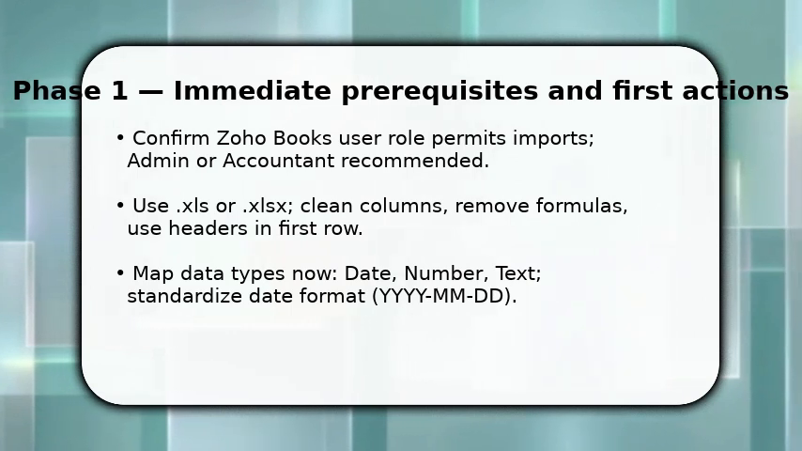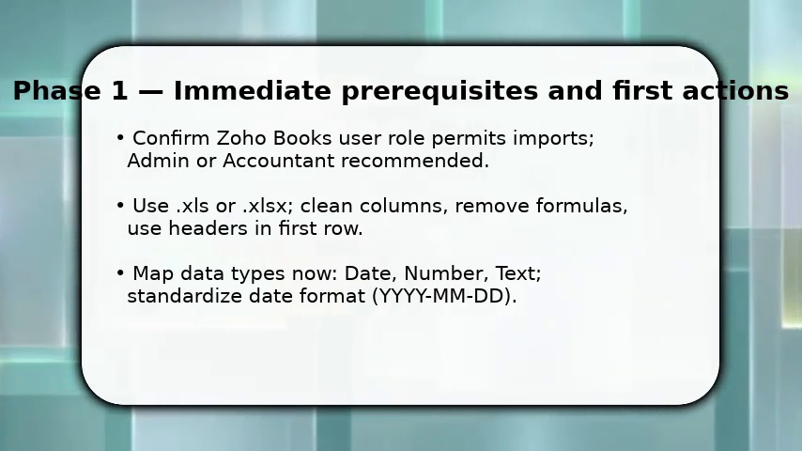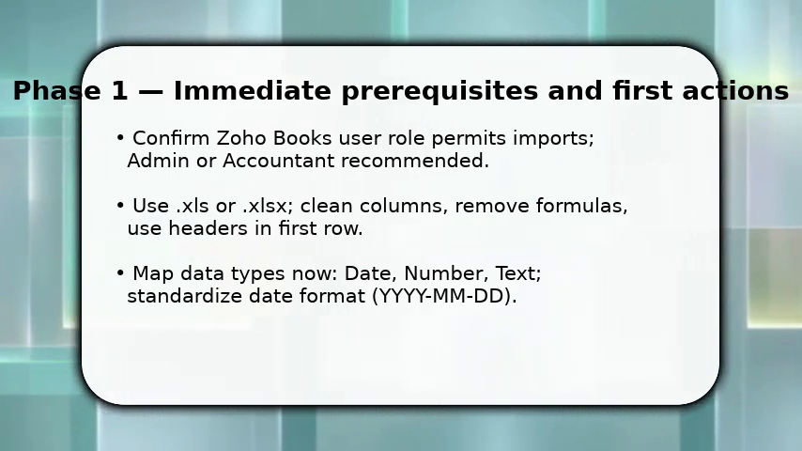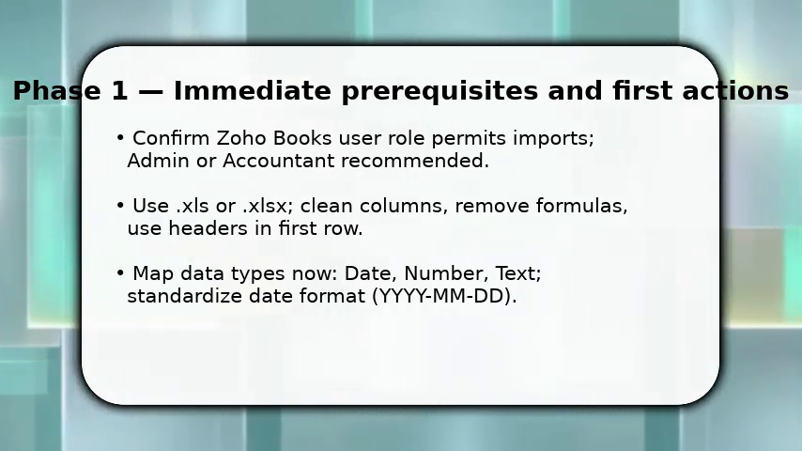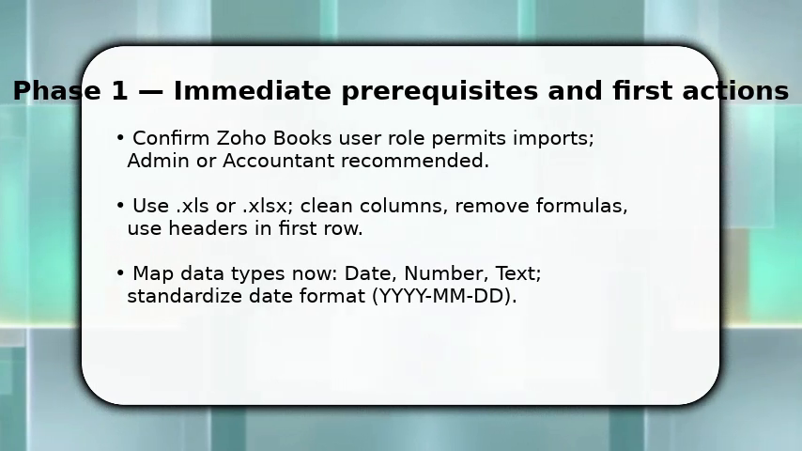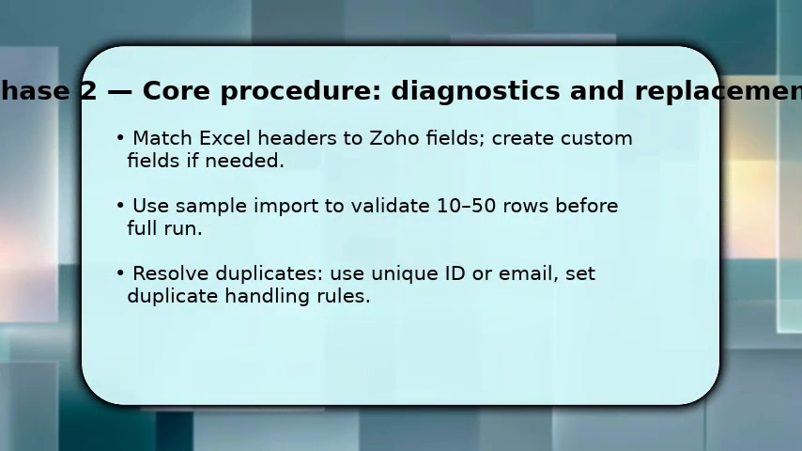Now open Zoho Books, go to the module Customers, Invoices, Items, and choose Import. This gets you directly into mapping, which is the crucial next step. Now you map columns. This is where accuracy matters.